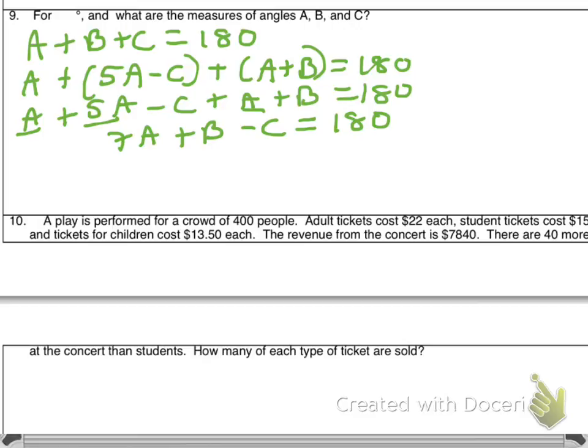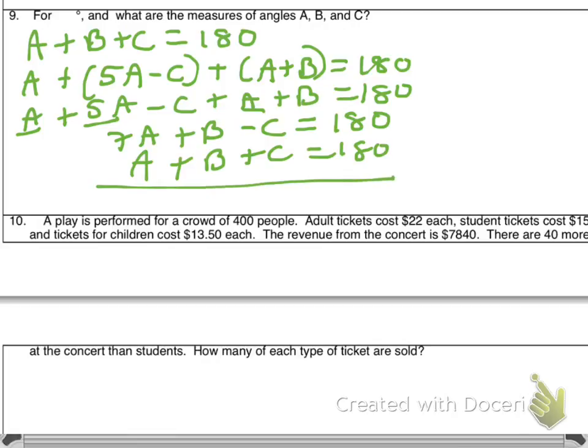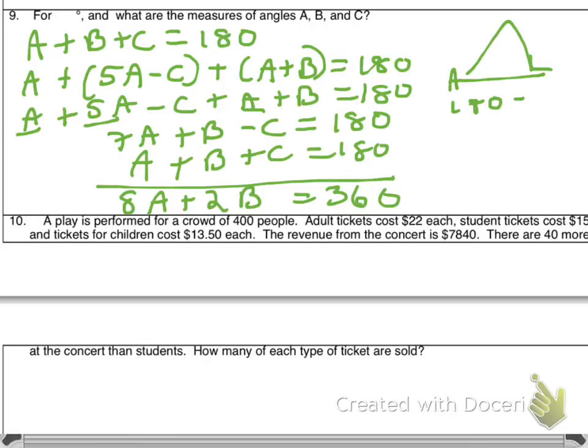Okay, I'm going to cheat and use what we did last class. I have three variables, so I need three equations. But look, if I take what I just came up with from the second equation, and I add what I had from the first equation, if I add the two equations, I get 8A plus 2B. Look what happens to the C. It is equal to 360 degrees. All right? Okay.